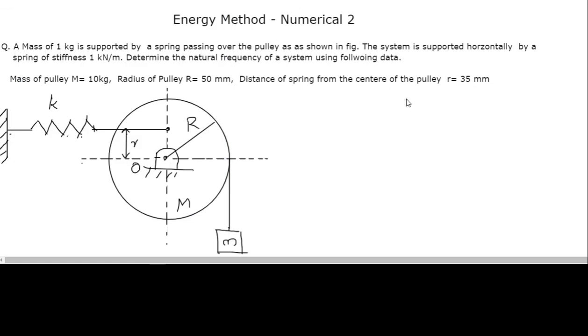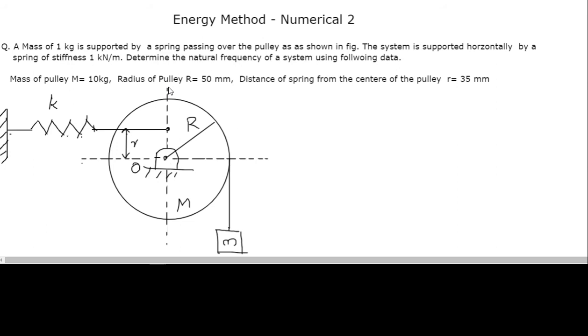So, hello friends. Today we will study another numerical based on the energy method to find natural frequency. A system is shown here. You can say a mass is suspended by a spring horizontally, and the stiffness of the spring is given, and we have to determine the natural frequency of the system. The thing you should be careful about is the spring is attached not to the circumference.